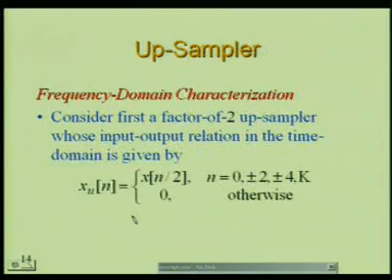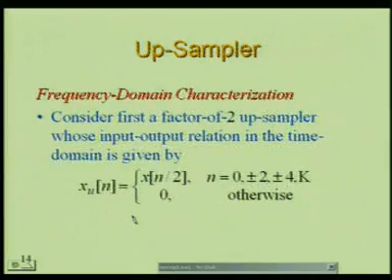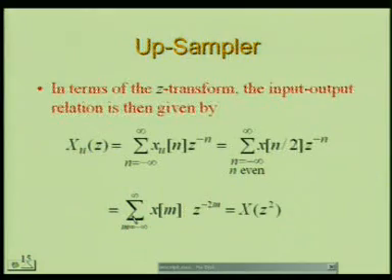Consider first a factor of 2 upsampler whose input output relation in the time domain is given by x_u[n] is equal to x[n/2]. Earlier I have written n divided by capital L. Now you replace that capital L by a factor 2. So, in time domain the explicit relation for the output sequence x_u[n] can be represented like this. In terms of the Z transform, the input output relation is then given by X_u(z).